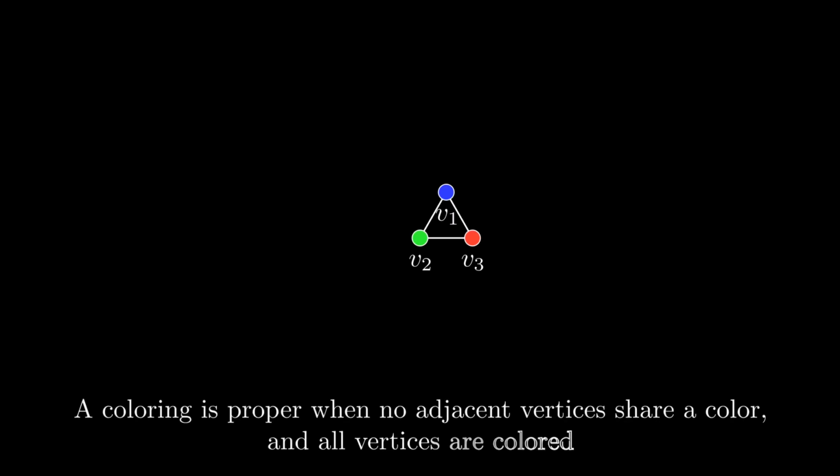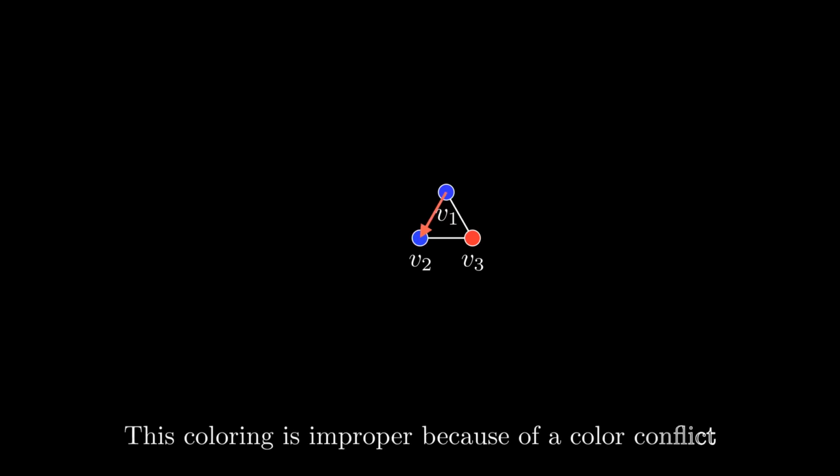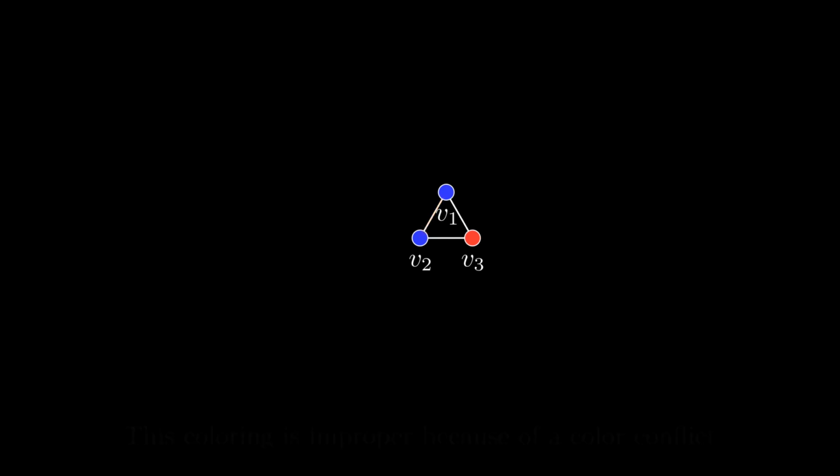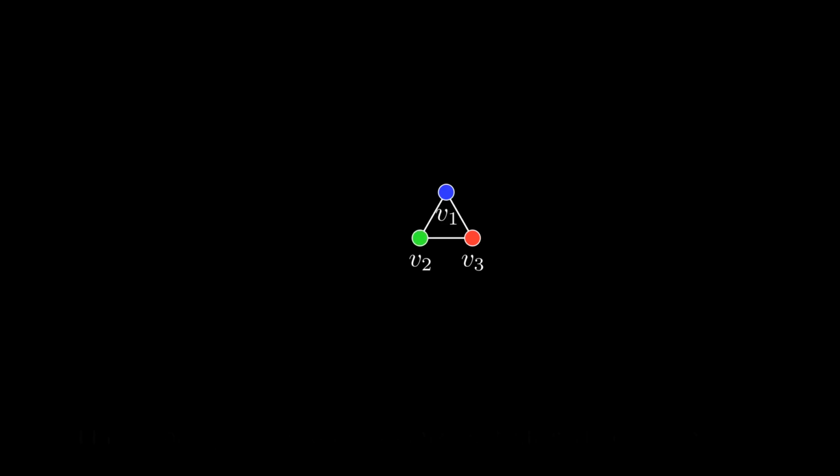A coloring is proper when no adjacent vertices share a color and all vertices are colored. This coloring is improper because of a coloring conflict. And this coloring is improper because not all vertices are colored. For this video, unless stated otherwise, a gray vertex isn't colored gray, but uncolored. Partial colorings, though improper, will be pretty important too.